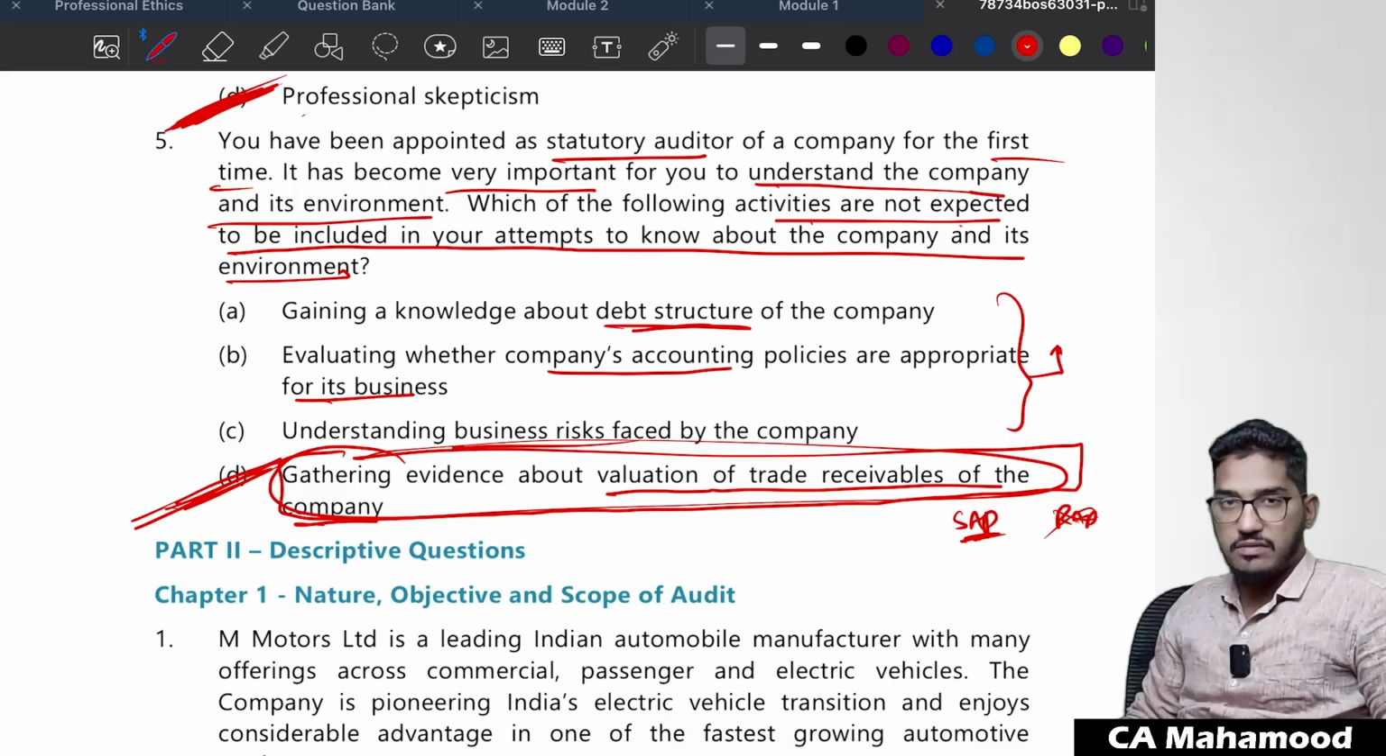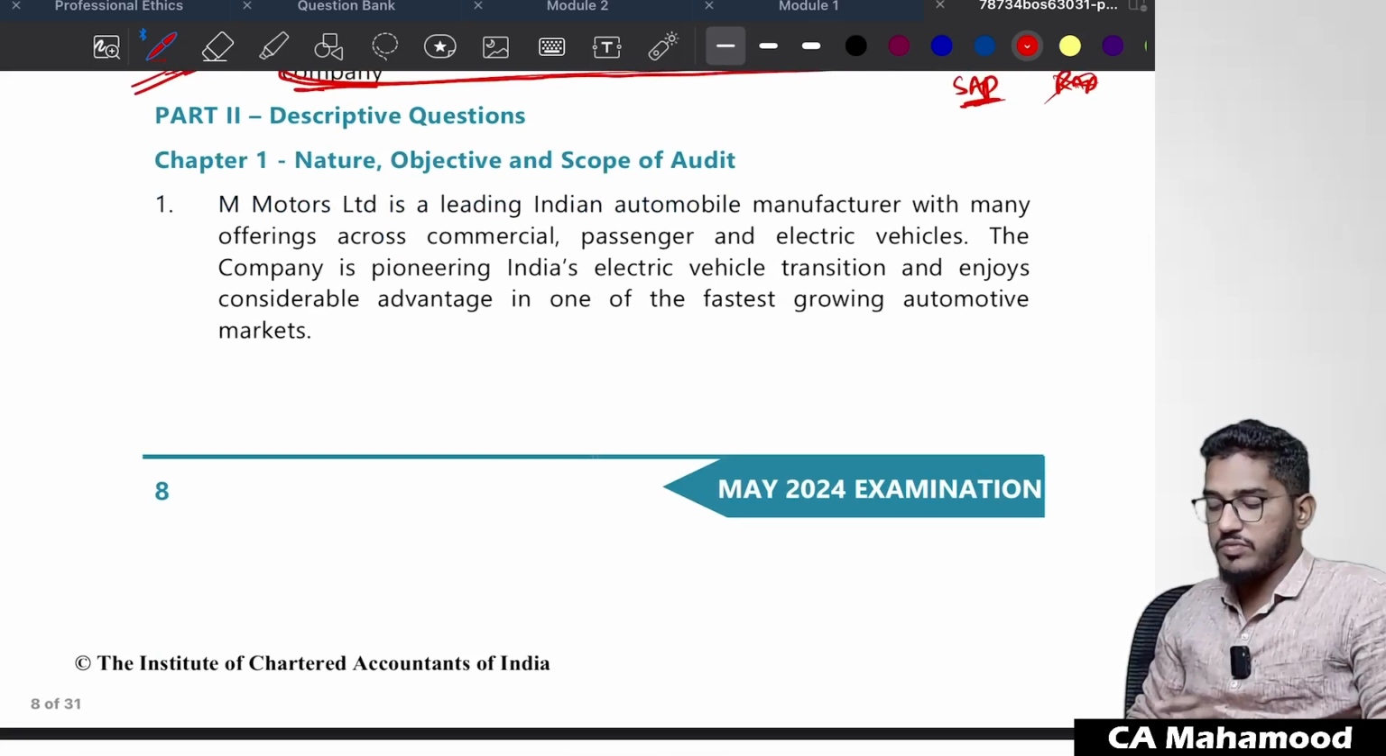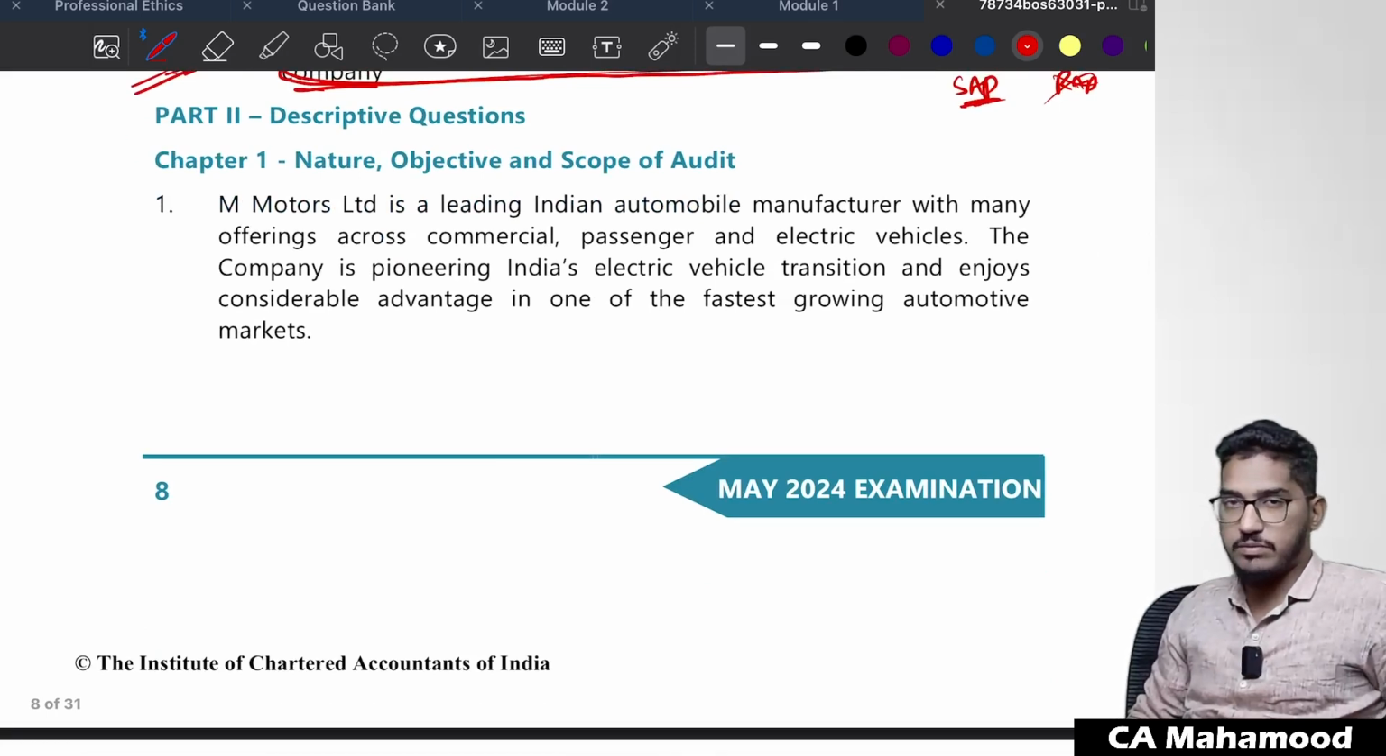Clear? So with this we are done with the MCQ part. Now we will do the descriptive part. The descriptive part is not that complicated. Very straightforward questions will be there. We can complete it in a very less amount of time. So let us have a look at the descriptive part now.